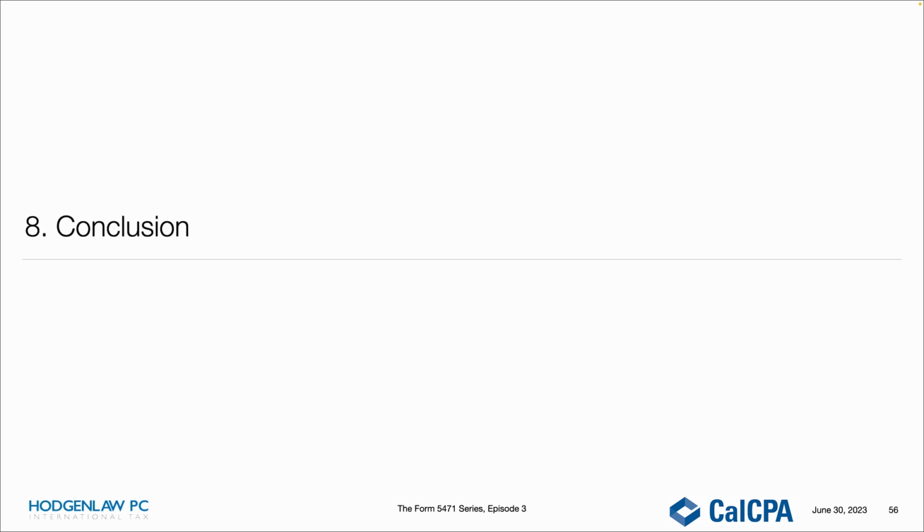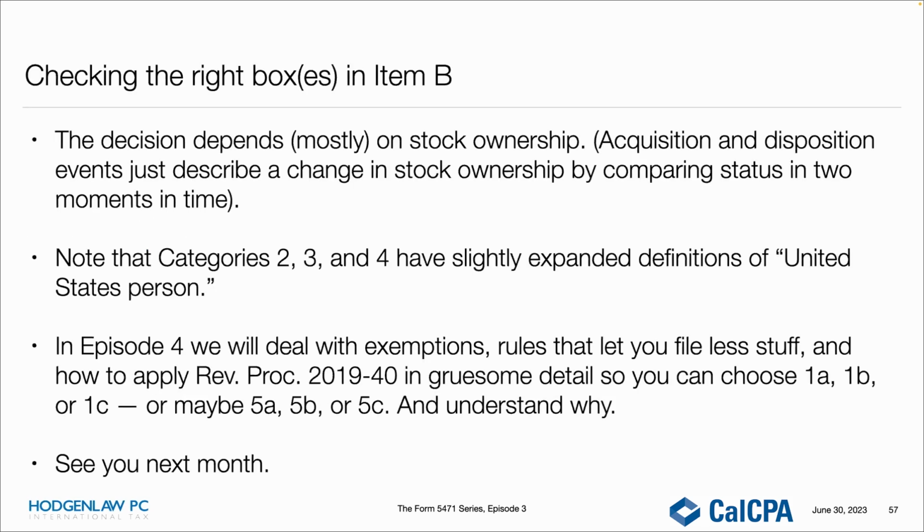Anyway, here we are at the conclusion. So most of the work happens when you figured out the stock ownership and the attributed ownership and constructive and indirect and all that fun stuff. So you're going to need that to check the right box at item B. And for the ownership categories 1, 4, 5, all of the answers that you need are going to be derived from those calculations that you did, figuring out the share ownership.